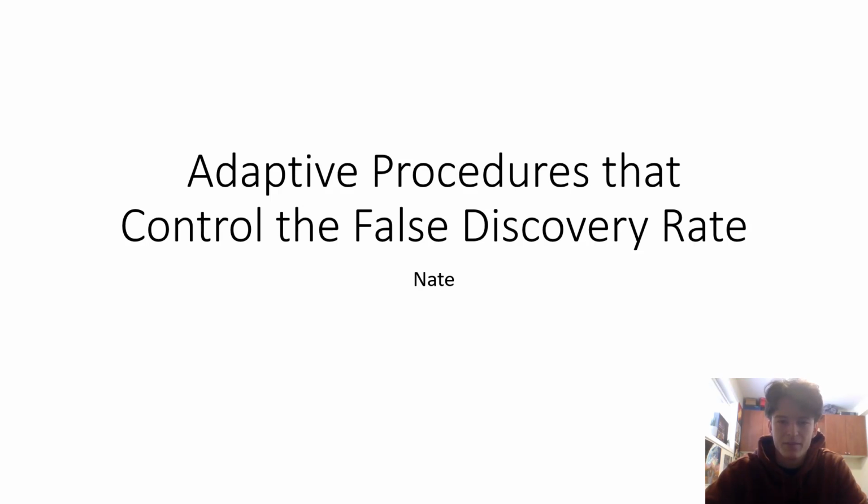I'm Nathan Hostetler. I'm a third-year student in neuroscience at Western University, and this presentation is on adaptive procedures that control the false discovery rate. So it's a way to correct for multiple comparisons.